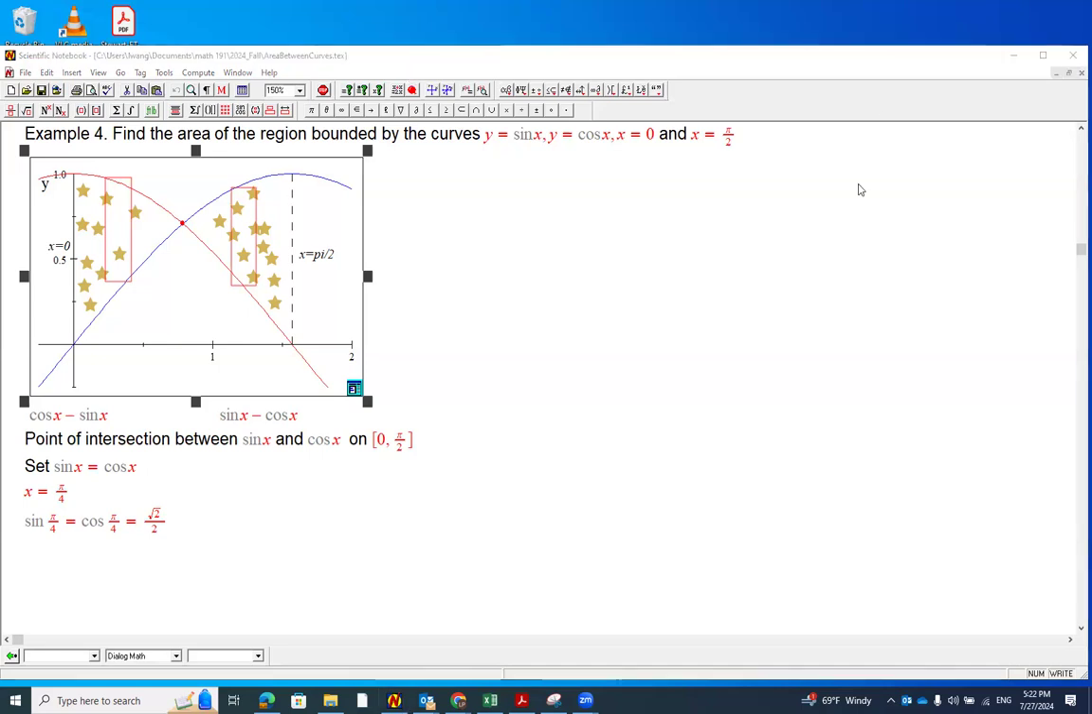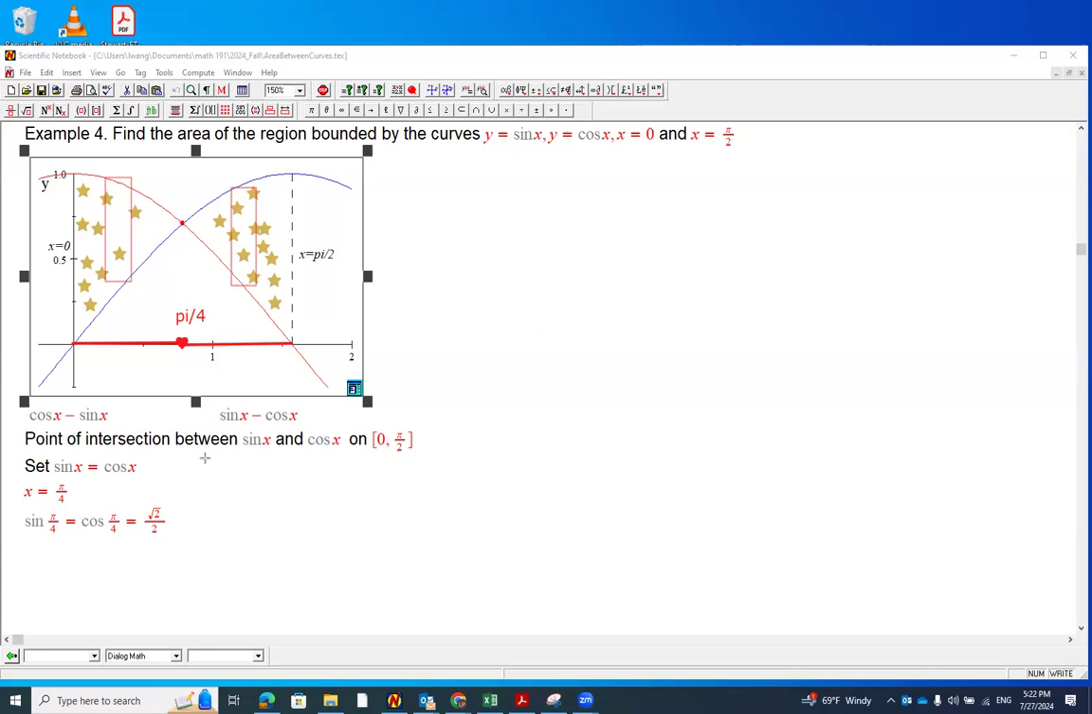The interval will be, let me make it thicker. The interval will be from 0 to pi over 2, and the other piece will be from pi over 4 to pi over 2. So right here in the middle is pi over 4. So that point is pi over 4.